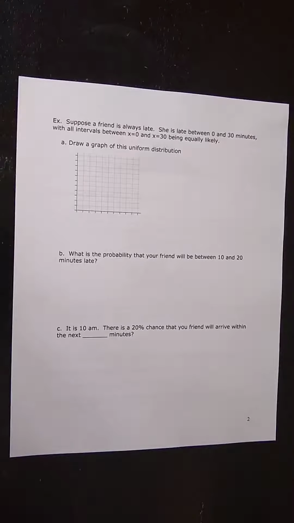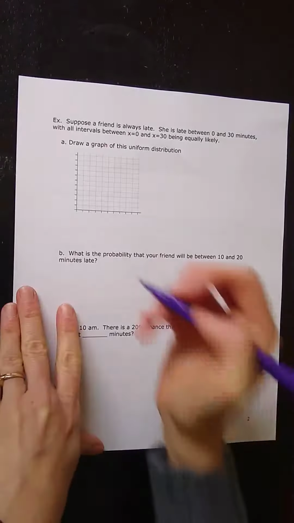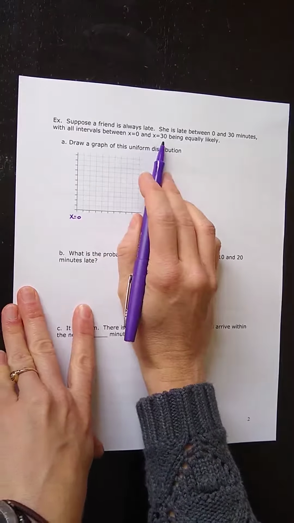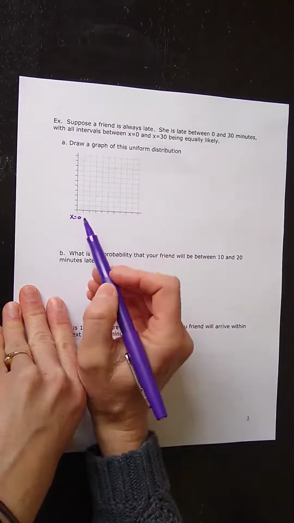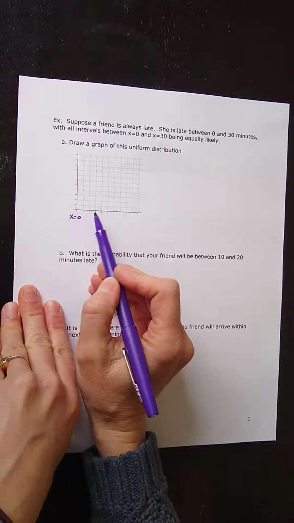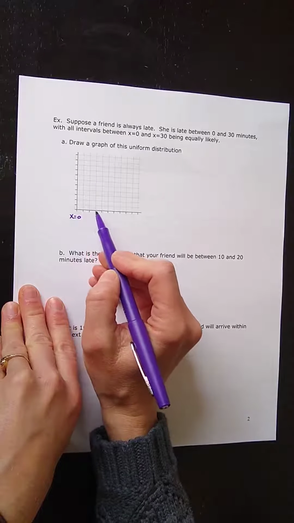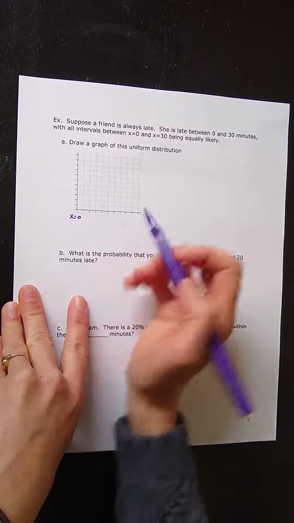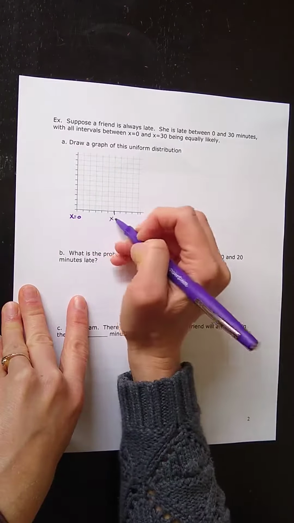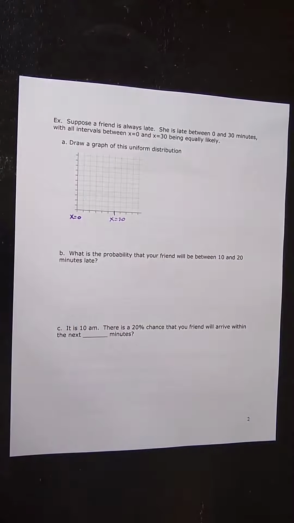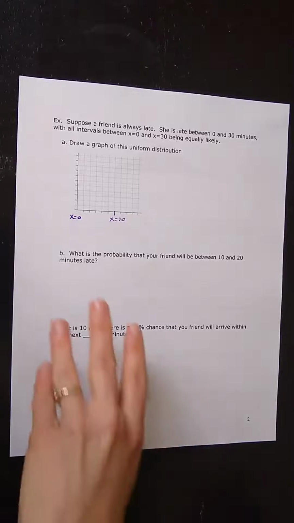So we need to have our range on the bottom. What we know is that x equals 0 is our low, and x equals 30 is our high. I think if we make each box be 5, that's reasonable. So 5, 10, 15, 20, 25, 30. So right here is 30. And so then we can figure out what our height needs to be.